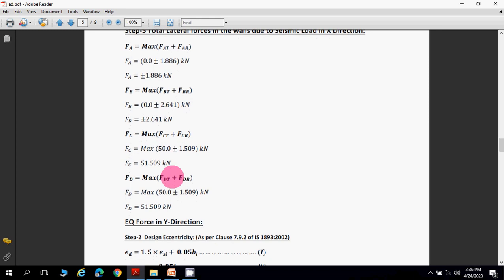Similarly, for wall D, we can calculate the value, and the FD value is also 51.509 kilonewton. So these are the steps we have followed to get the total lateral force in the walls while considering the seismic load in the x direction.